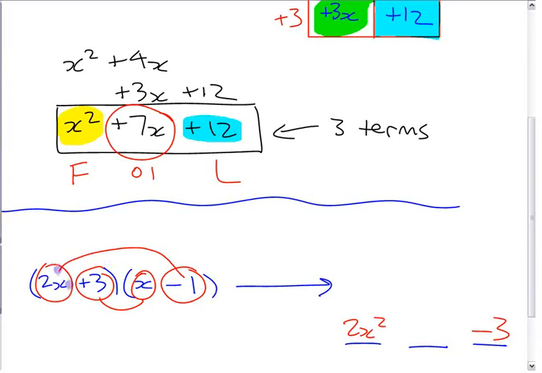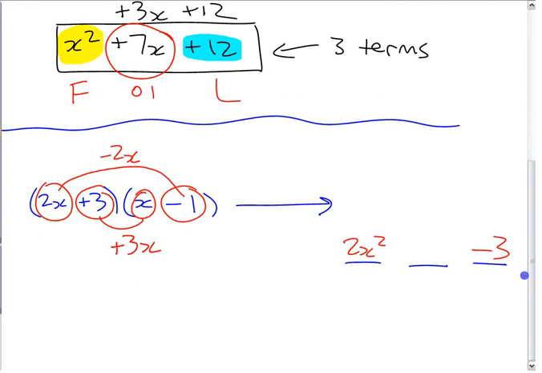2x times minus 1, what does that give you? It gives you a negative 2x. What do the inside terms give you? Plus 3 times x gives you 3x, plus 3x, right? Half my x disappeared up here. What does that combine to in my final answer? What am I going to have as the middle term? I'm going to have plus x. That's the result of this.